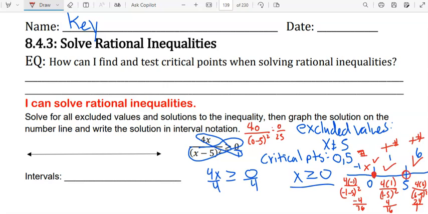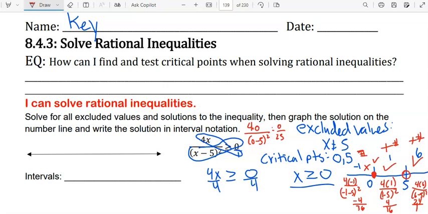So when you have critical points, test the critical points. A lot of times they'll be undefined. That's when you would put a hole there. If they give you a number that works, it'll be included in the solution, and then choose some number in between each of those critical points to see if it's in the solution.